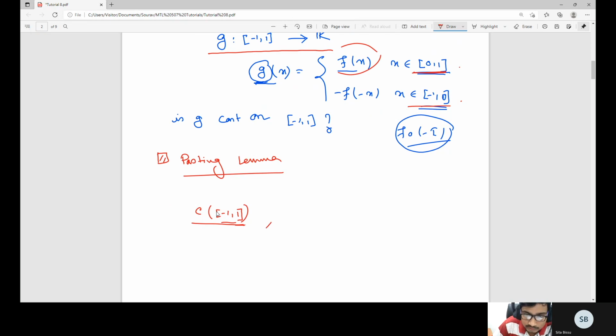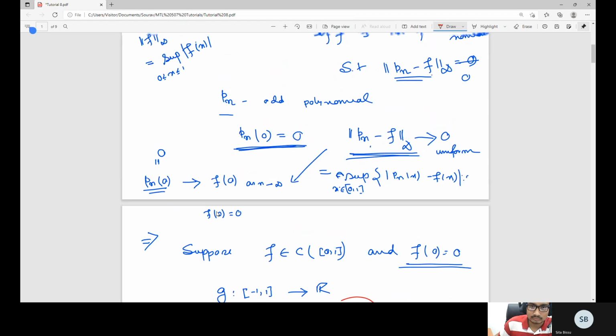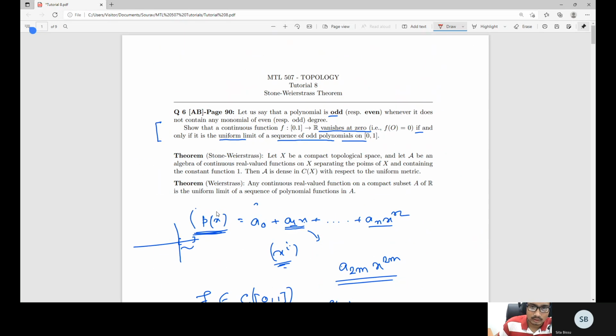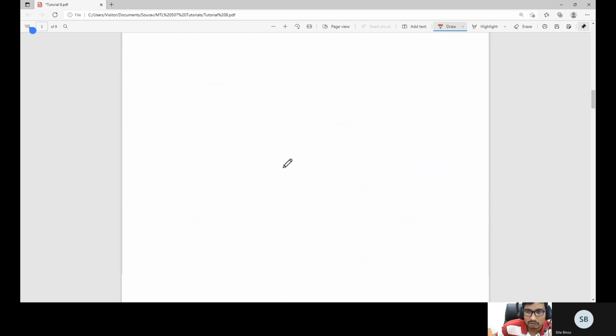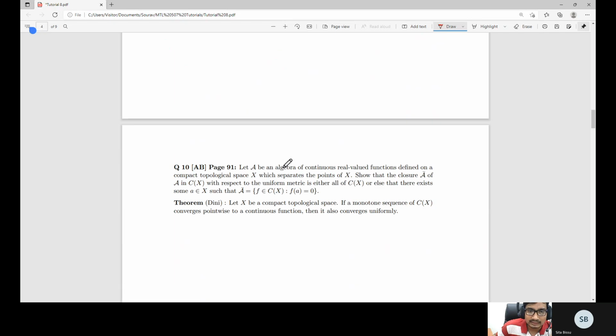And what does Stone-Weierstrass theorem say? Look at this. Let X be a compact topological space and A be an algebra of continuous real valued functions on X, separating the points of X and containing the constant function 1. Then this is dense in C(X). So this is the generalized version. But if we take the set X to be [-1, 1], this will be a compact set, and the version of Stone-Weierstrass theorem looks like this one.